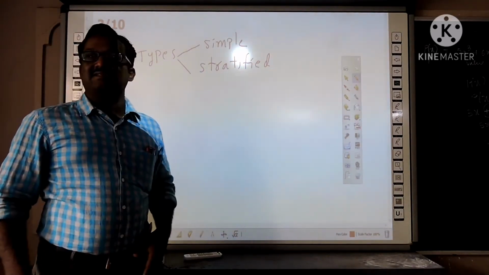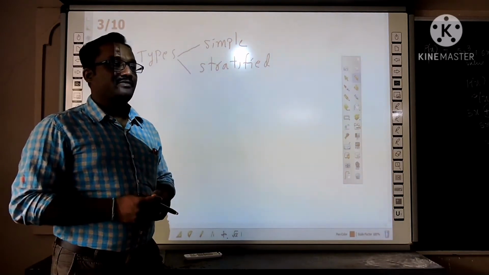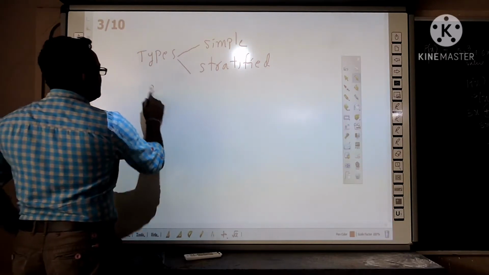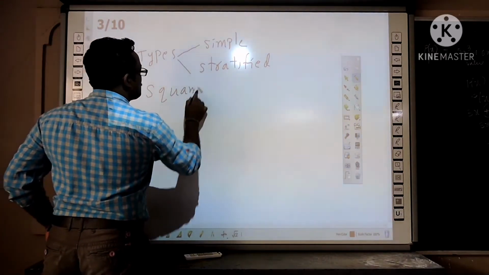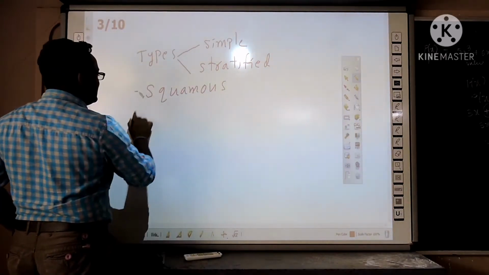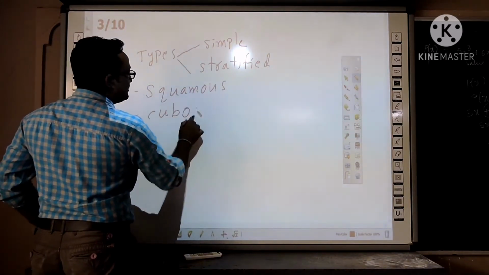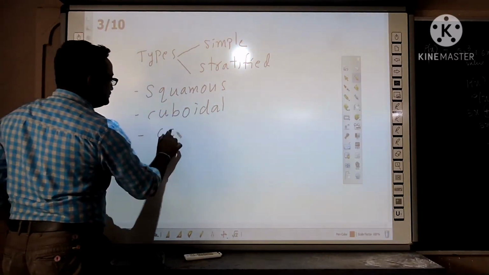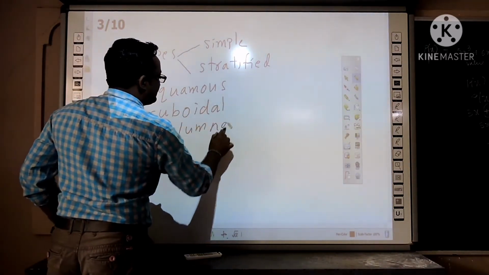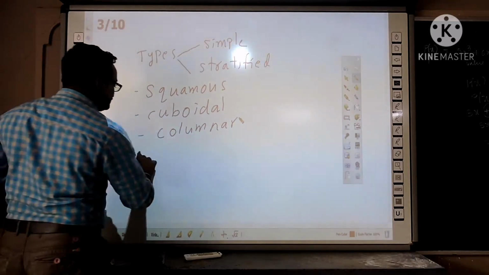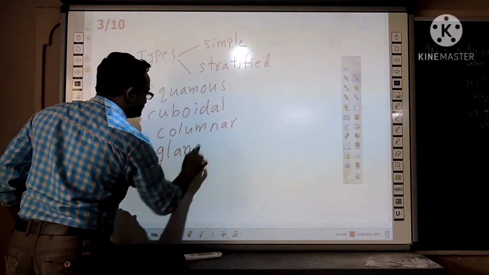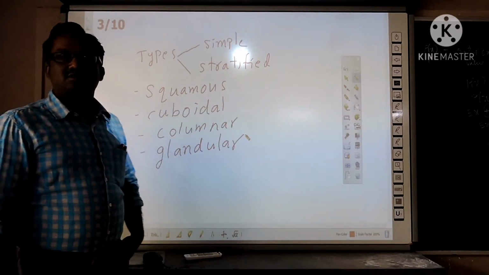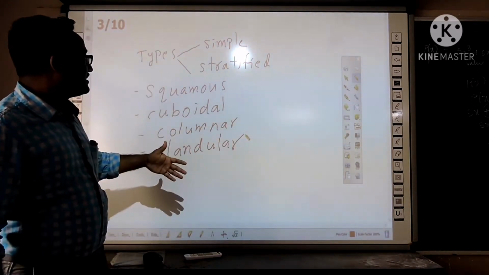Okay. Again, based on the location and function, the epithelial tissue is of several types. Those are squamous epithelium, cuboidal epithelium, columnar epithelium, glandular epithelium. So like this, different types are there.